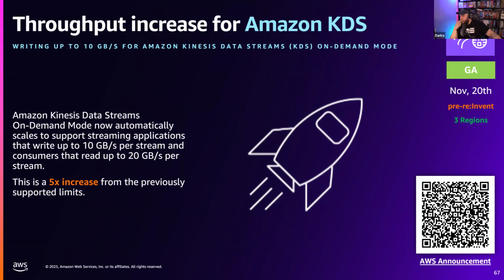It's a 5 times increase from previously supported limits, right? So you can stream a lot more data. Now it's up to 10 gigabytes per second per stream, and consumers can read up to 20 gigabytes a second per stream. In the past, it used to be 2 gigabytes per second for writers and 4 gigabytes a second for readers. So a massive increase, specifically if you are using Kinesis Data Streams.